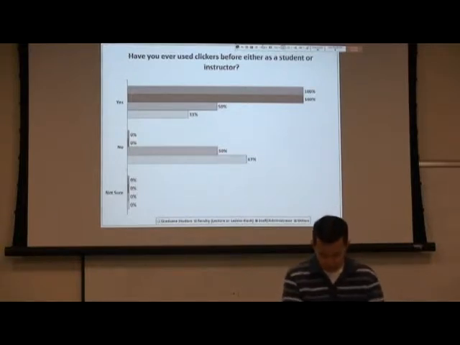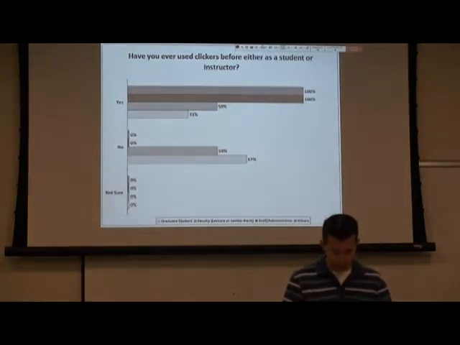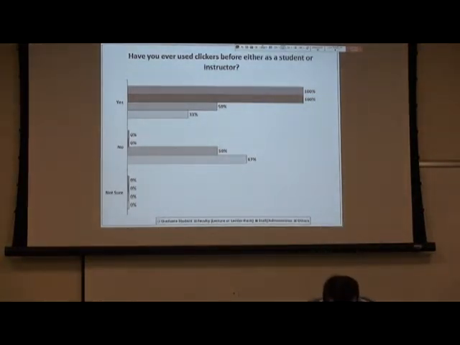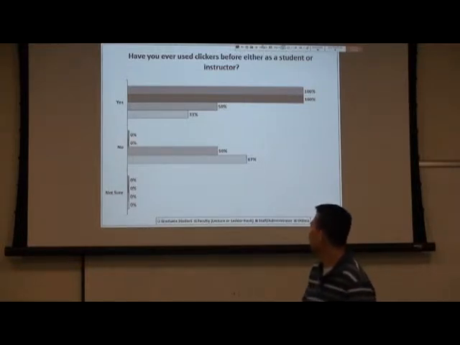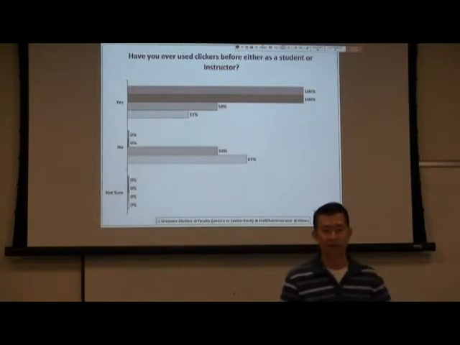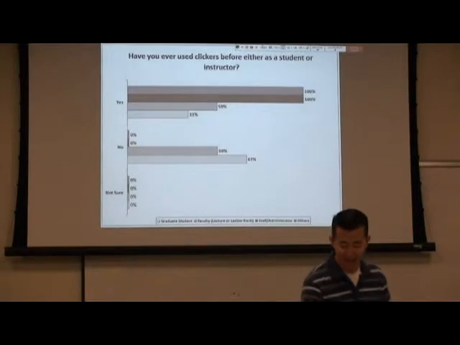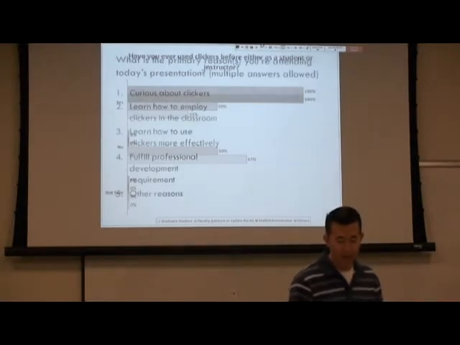So the people who haven't used clickers before are, let me see, it's hard to tell the shade. Grad students and... the shade isn't really the easiest to distinguish, but I should do color next time. But you can see it's a neat kind of comparison chart.